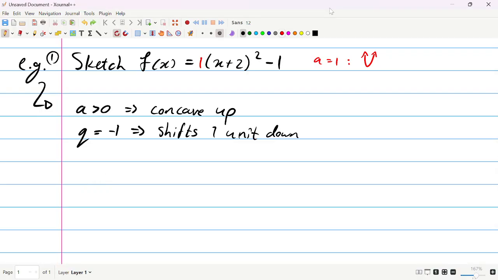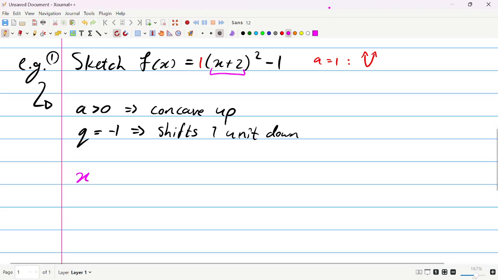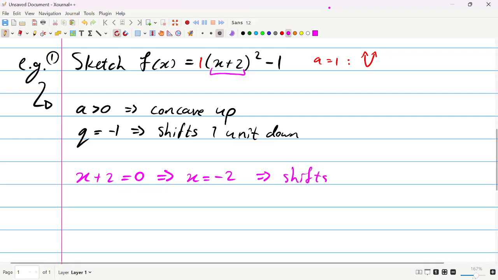What I actually want to rather do is color code it. So let's make this purple. So x plus 2 equals 0 implies to us, when we take 2 over, it will become x equals negative 2. This implies to us that it shifts 2 units.